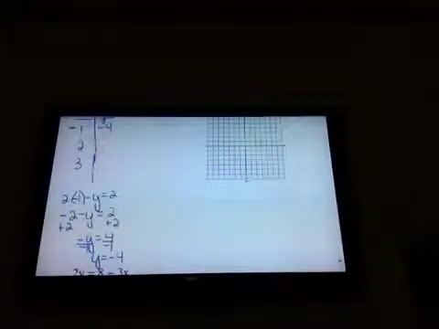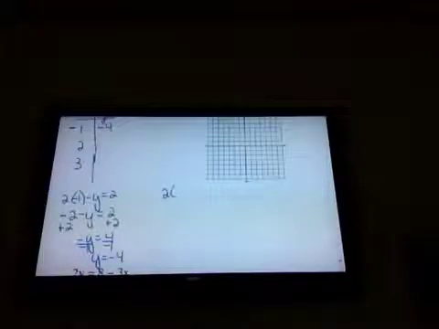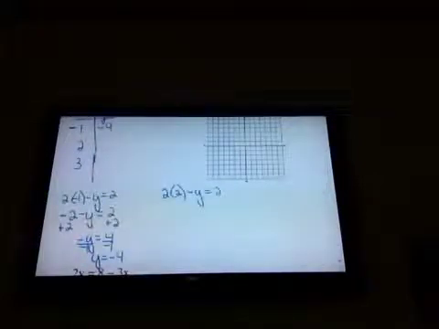All that solving stuff. So let's put in 2. 2 times 2 minus y equals 2.